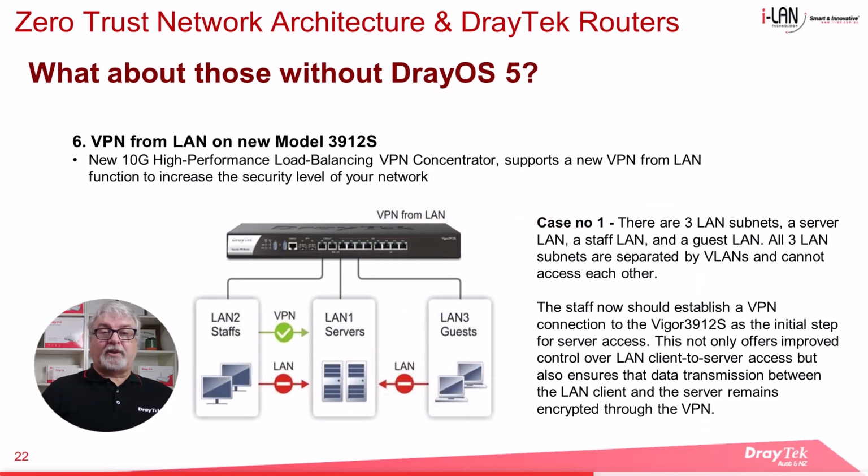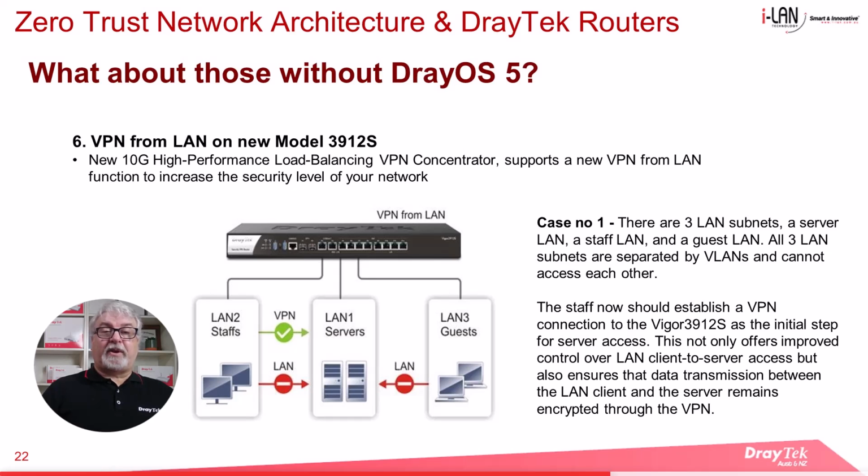The Vigor 3912S is the new 10G high-performance load balancing VPN concentrator. It supports a new VPN from LAN function to increase the security level of your network. VPN from LAN, as its name suggests, allows a VPN remote dialing connection within a LAN. Although the local area network is safer than the internet, it's still not easy to avoid unknown devices or computers affected by viruses connecting to the local network.